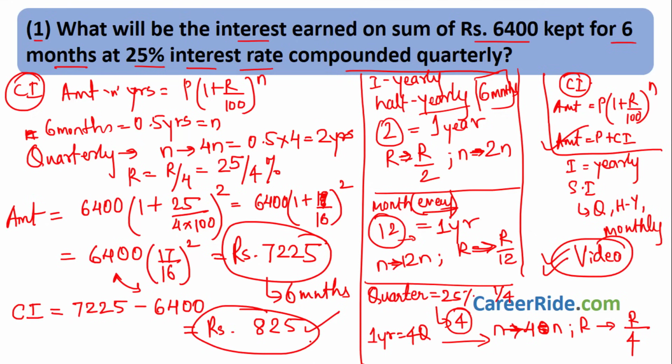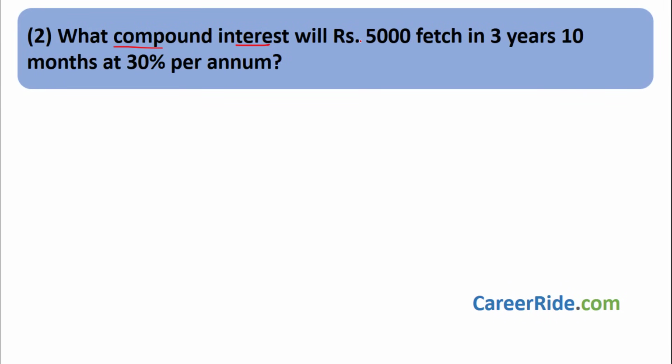Okay, moving on to question number 2. What compound interest will rupees 5,000 fetch in 3 years 10 months at 30% per annum? Again, a very easy sum. We know the formula for compound interest. Amount after n years is nothing but P into (1 + r/100) raised to n.